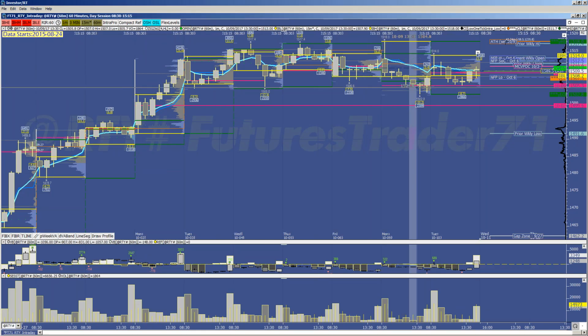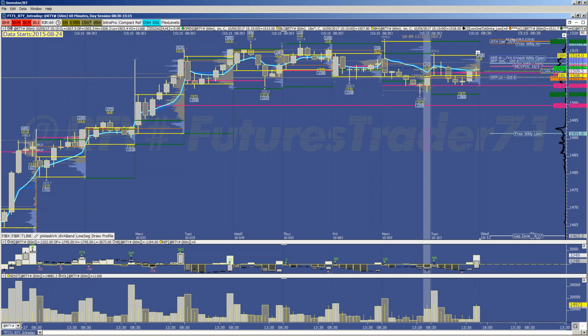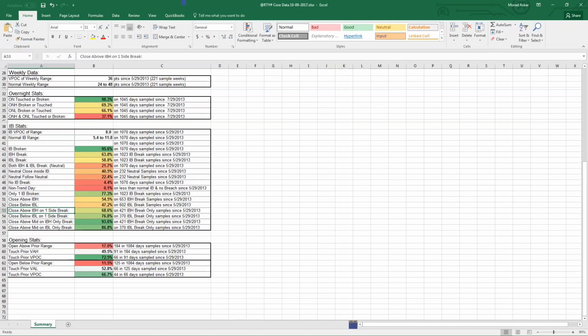Right here, that was yesterday. See how it came back? It tested the IB, but ended up closing underneath the IB. That's a day that would trigger that statistic, okay? This is a really big one. This is proprietary. I wasn't gonna release it, but I figured I'd throw everybody a nugget here.